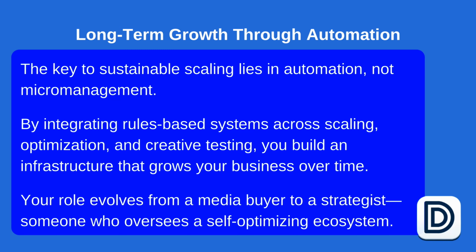The key to sustainable scaling lies in automation, not in micromanagement. By integrating rules-based systems across scaling, optimization, and creative testing, you build an infrastructure that grows your business over time. Your role evolves from a media buyer to a strategist, someone who oversees a self-optimizing ecosystem. And to be very clear here, the automation isn't just your rules. It's CBO, it's DCTs or flex ads in 322. It's broad targeting. It's knowing when to use the right Advantage Plus stuff or not, right? It's letting the machine do as much work.